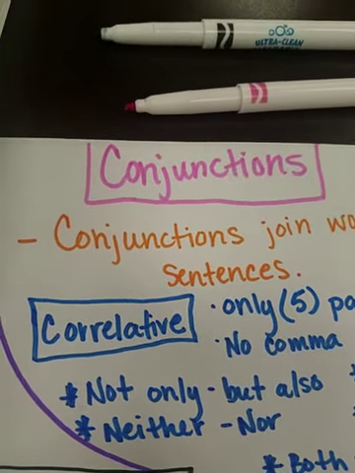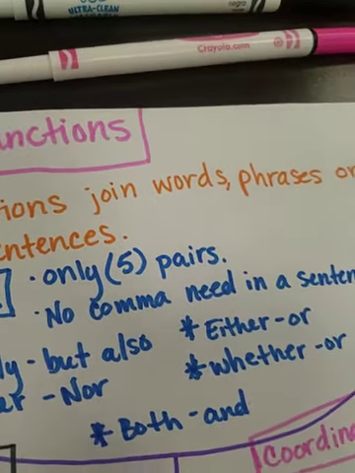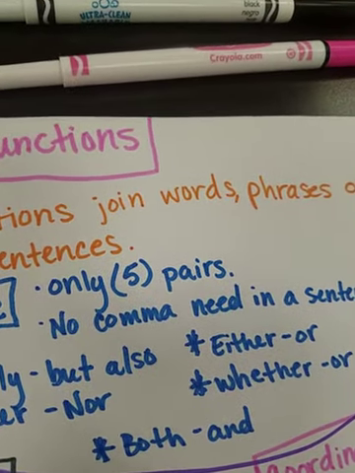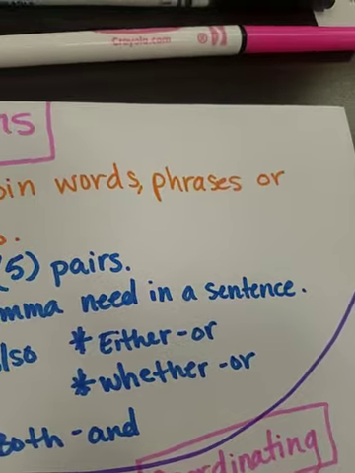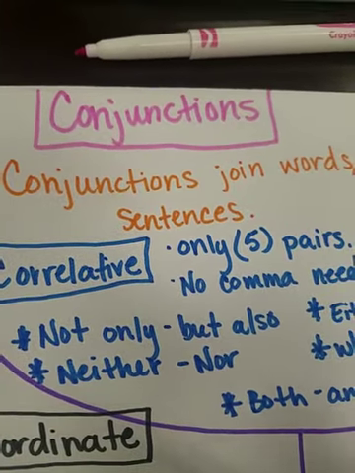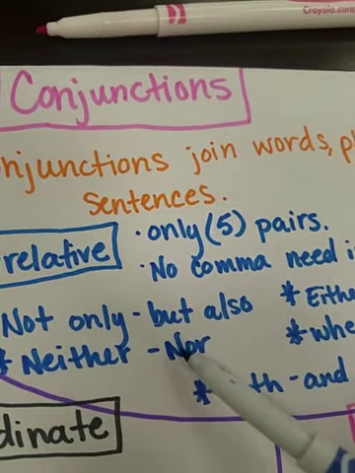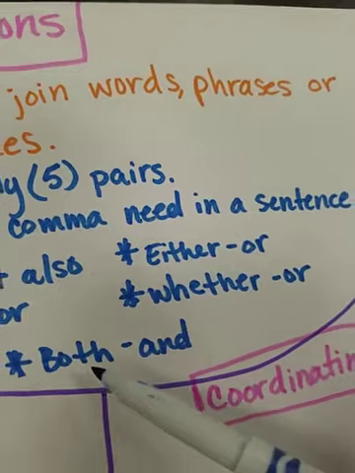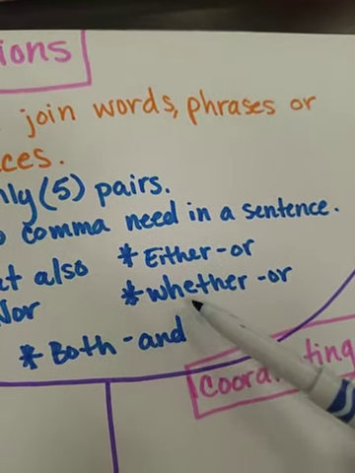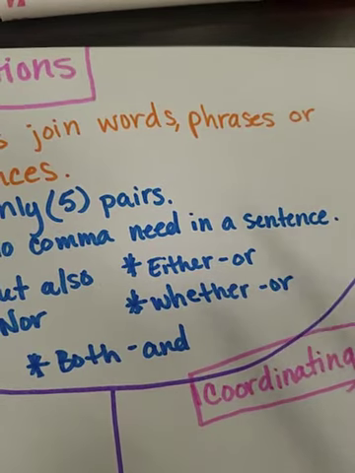When talking about correlative conjunctions, there are only 5 pairs. They need no comma in a sentence. Here are the 5 pairs: not only, but also; neither, nor; both, and; whether, or; and either, or.